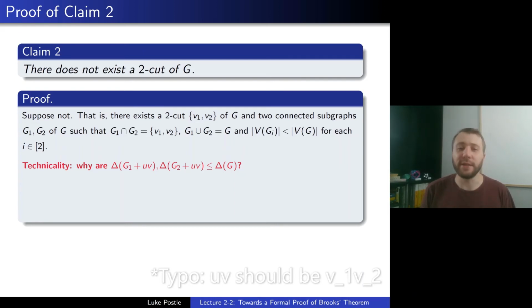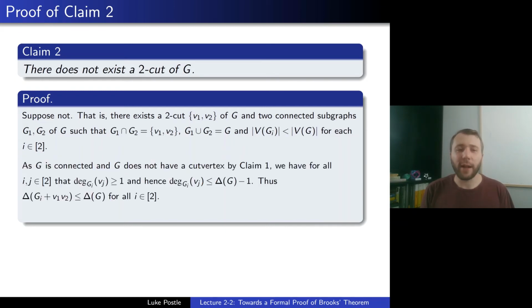The technicality: we had two, but we'll just deal with the first. Why are the max degrees of these new graphs, when you add the edge v1v2, at most delta of G? So why? Well, as G is connected and G does not have a cut vertex by Claim 1, we have for all i, j in {1, 2} that the degree of vj in Gi is at least 1. So if you don't have a cut vertex and you're connected, then each of these vertices in the middle must have a neighbor into both sides. And that hence implies that they have degree on either side at most delta minus 1. And thus when we add the edge v1v2, we get maximum degree at most delta. So that handles that technicality.